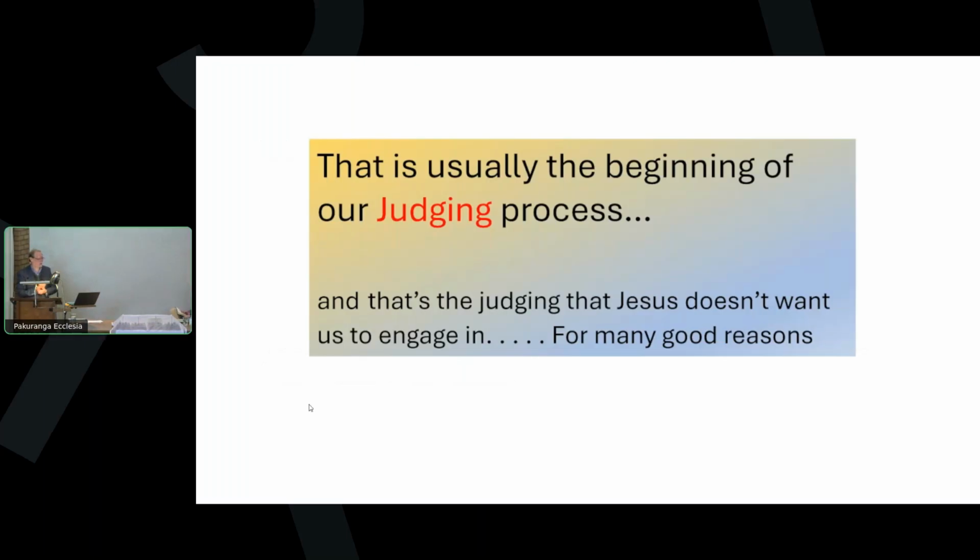And that, I believe, is where the process of judging begins. We start to make judgments based on inadequate information or false information or what we would like to think is true. And that's the kind of judging that Jesus does not want us to engage in. And there's many good reasons why.